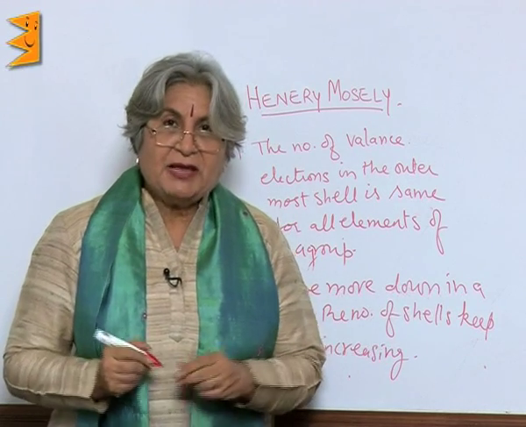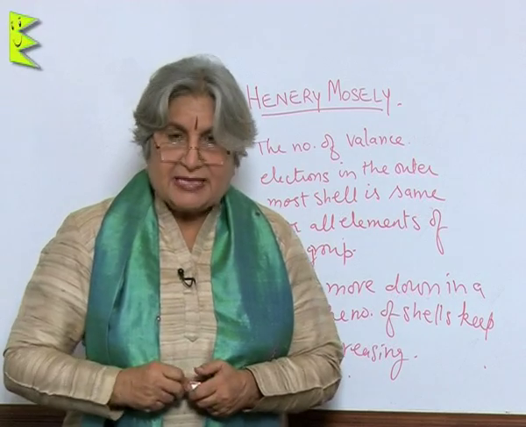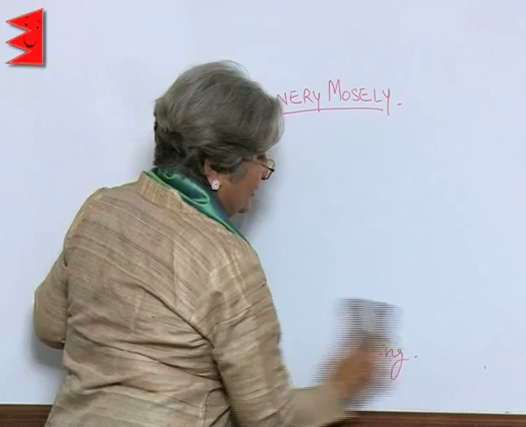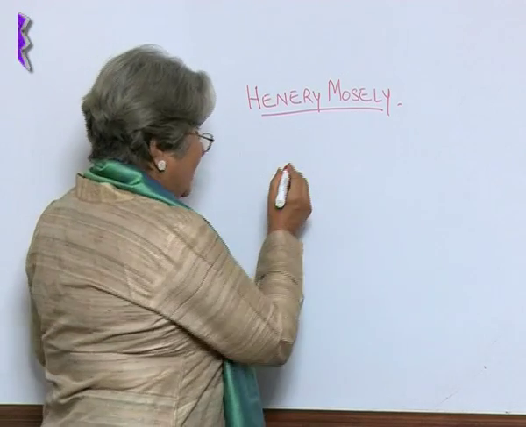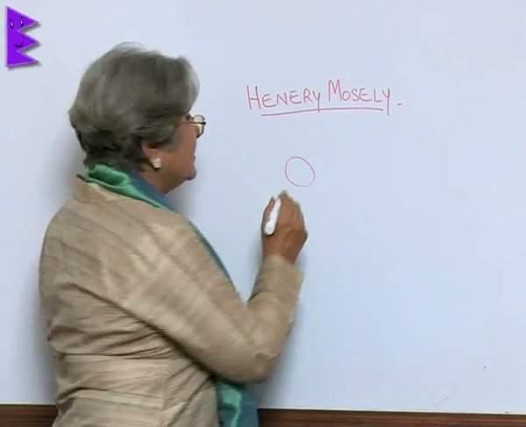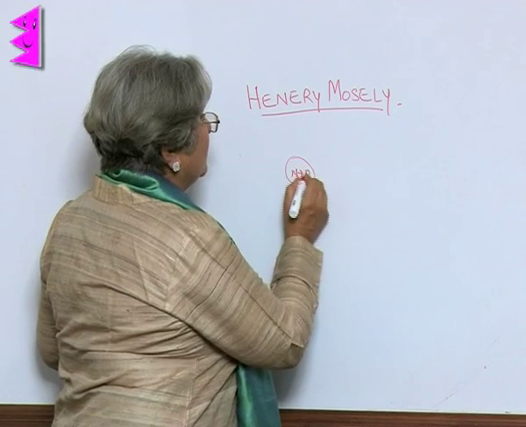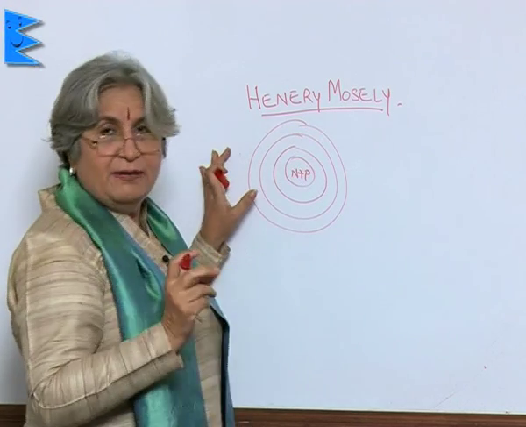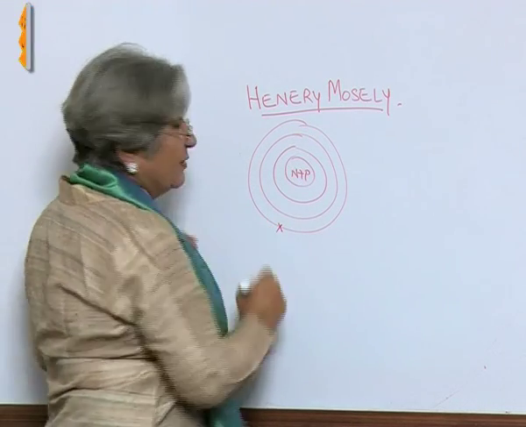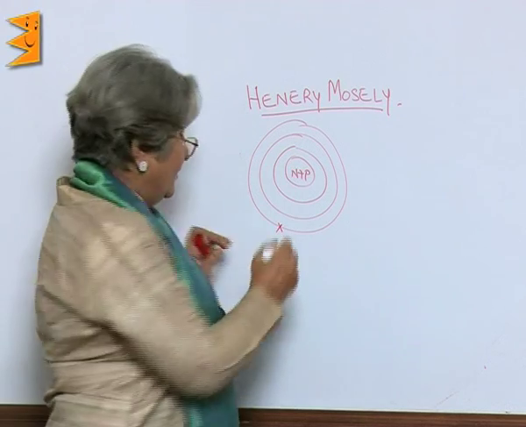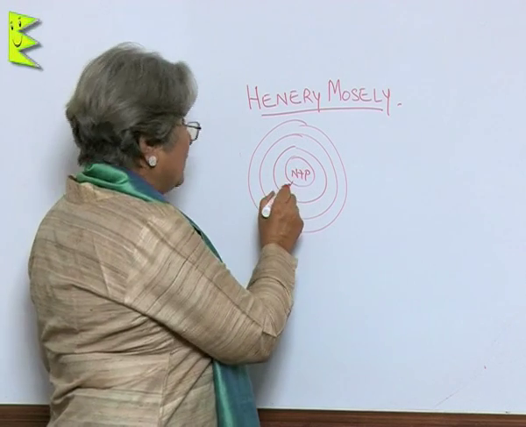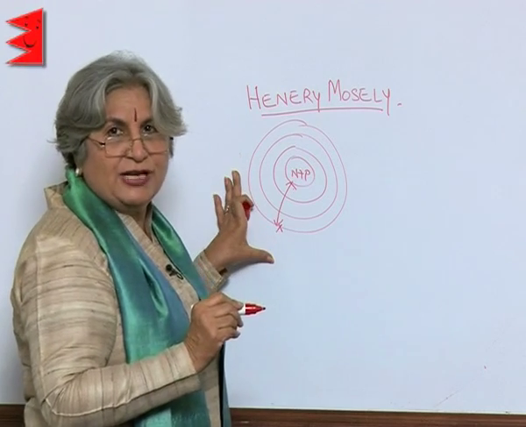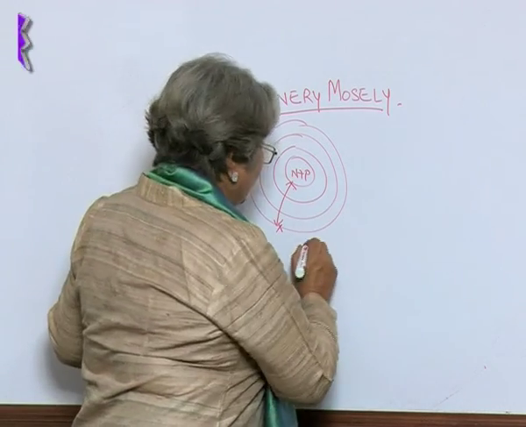Right. Now, there is something very interesting. There is something called atomic radius. Now, what is atomic radius? The center is the nucleus, which has neutrons plus protons, and around it are the electrons. So, the more the number of shells, the farther will be the outermost electron, the valence electron. So, the distance between the central core, the nucleus, and the outermost shell is called atomic radius.